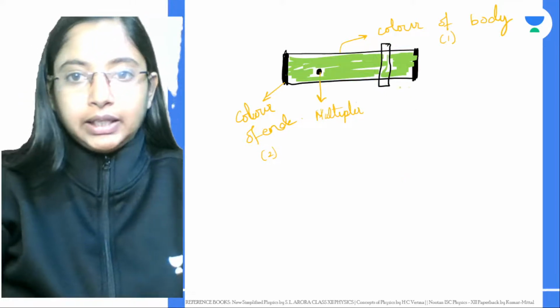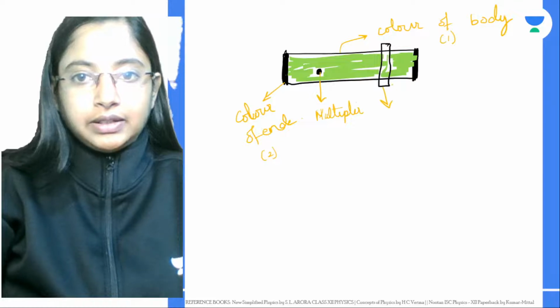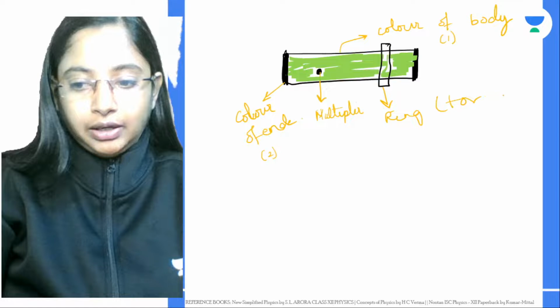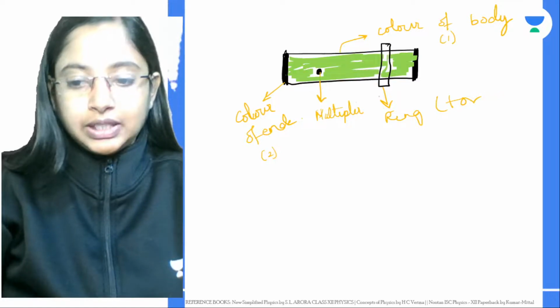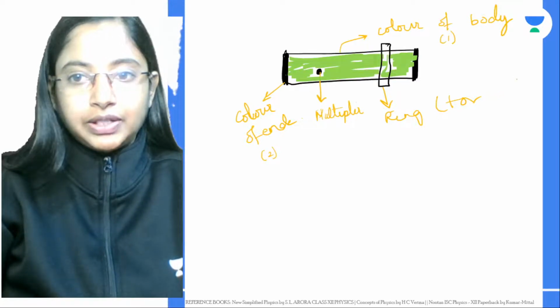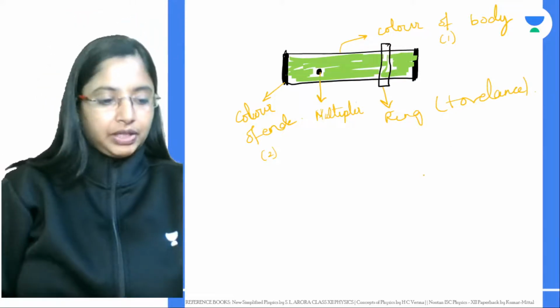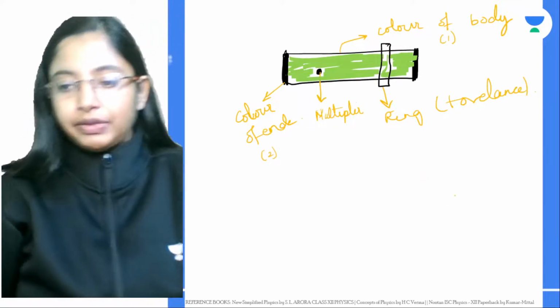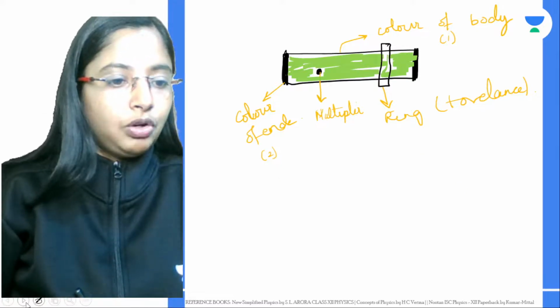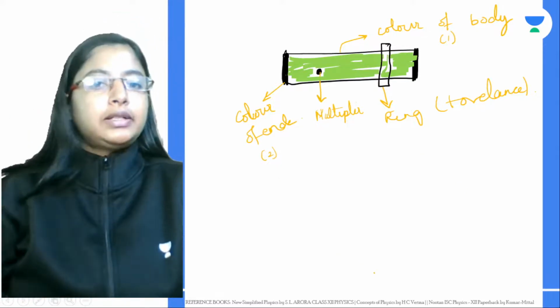And the ring, this is basically the ring. The ring talks about the tolerance, or the percentage accuracy, of the value of this resistor. This gives you the tolerance value. This is another type of resistor. More about this resistor we will see in the upcoming classes.